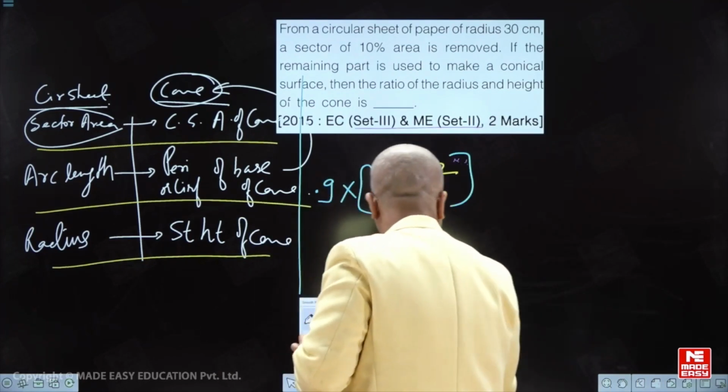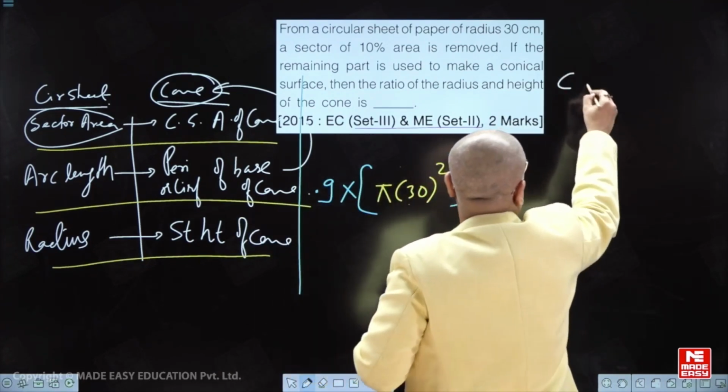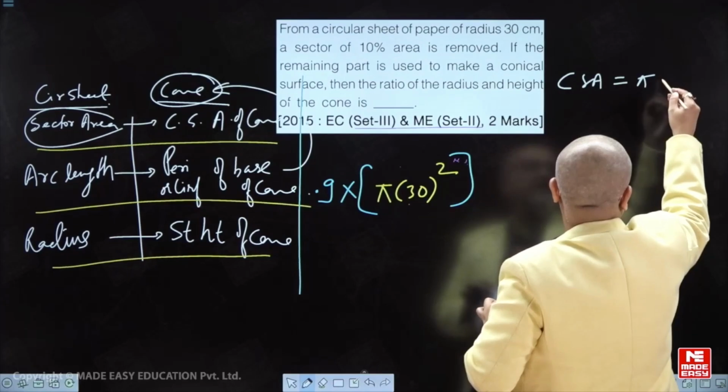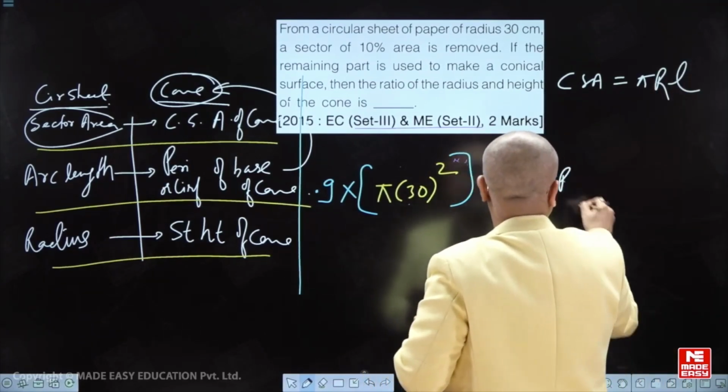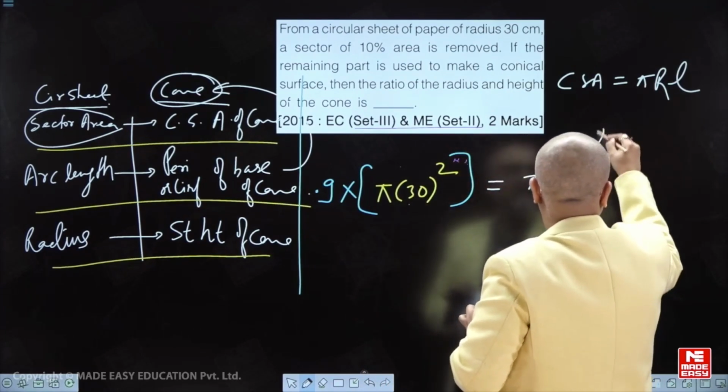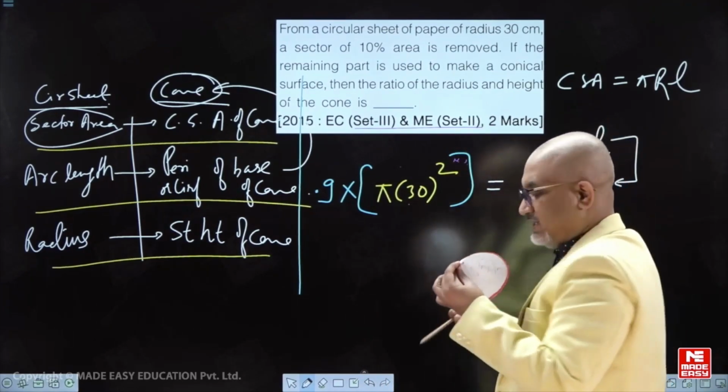The curved surface area. CSA for the cone, and CSA for the cone will be given by pi RL. Pi RL. Let's see what L is.